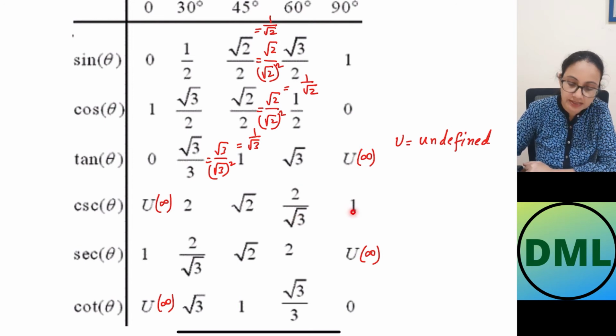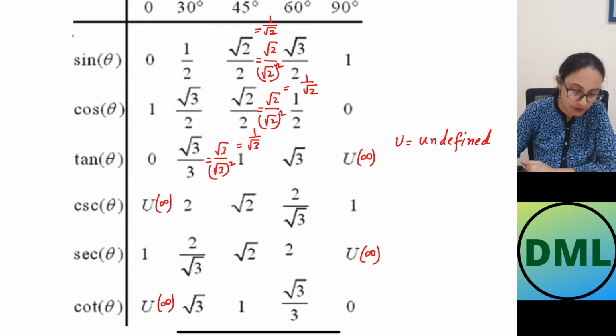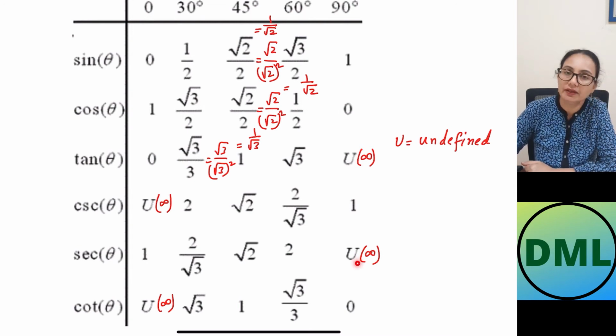1 over 1 is 1 only. Now sec theta values are 1 over cos theta. That means I need to flip my cos values. So 1 over 1 is 1. 1 over root 3 by 2 is 2 over root 3. 1 over root 2 is root 2. 1 over 1 by 2 is 2. 1 over 0 is infinity.